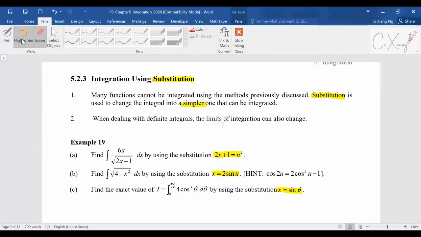For the substitution, there's one important thing also: if you have a definite integral in a question, and you want to use the substitution method to solve the integration, you need to change the limits as well. A lot of students forget to change the limits and eventually they cannot get a correct answer. So this is a small reminder for all of you.